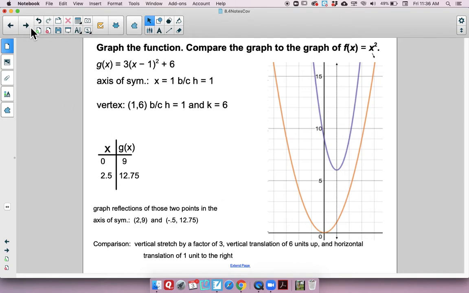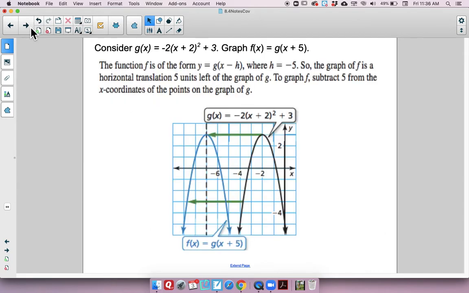All right. Hope you're doing a good job of pausing this when you need to really absorb it and try it yourself. All right.